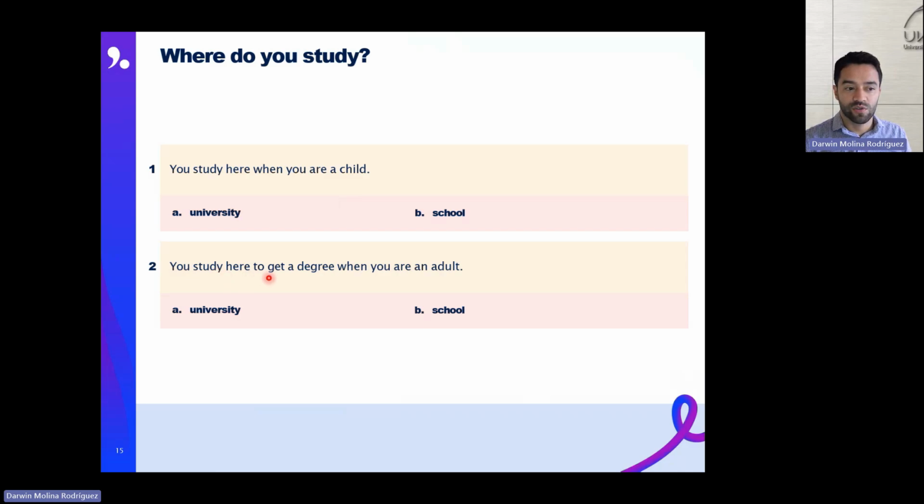You study here to get a degree, a certificate when you are an adult. So you get a degree at the university. When you are an adult, you go to university, all right?